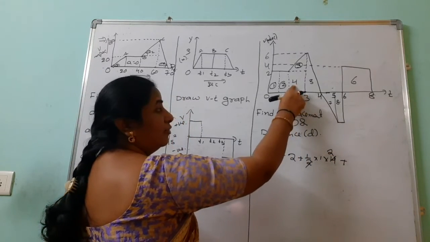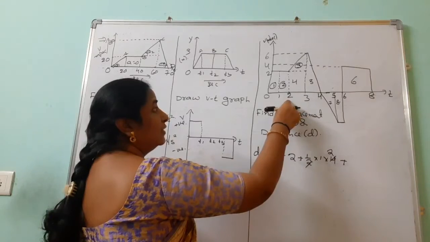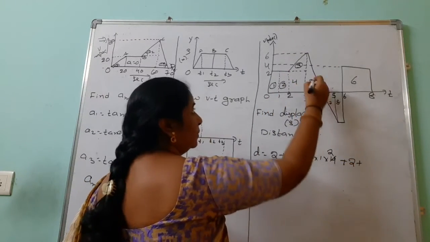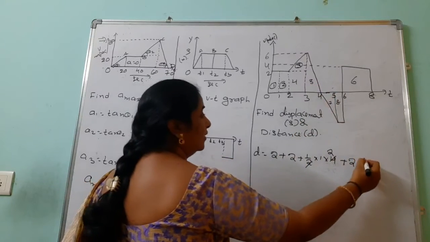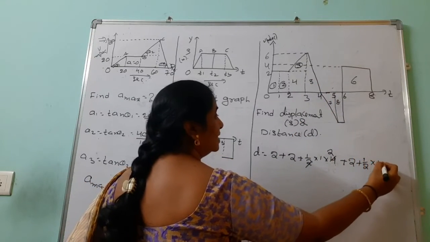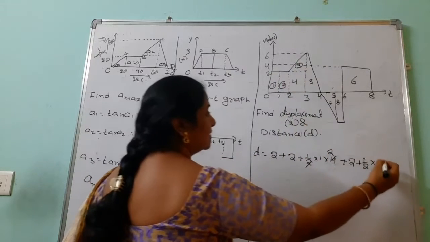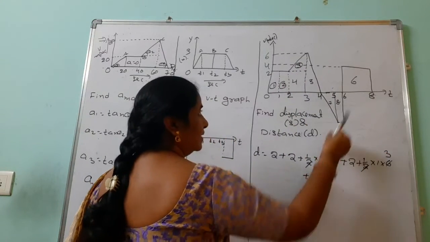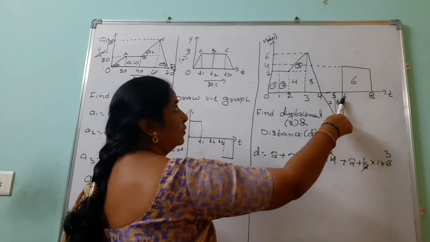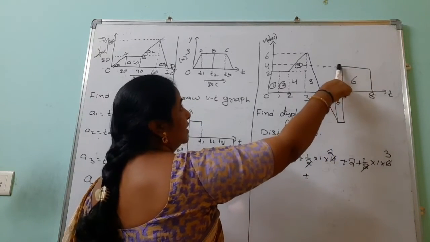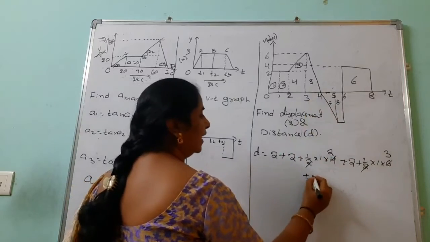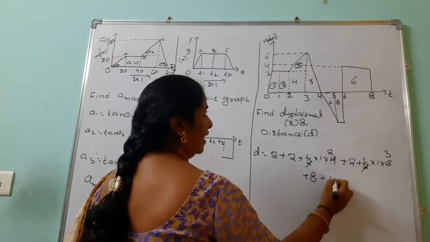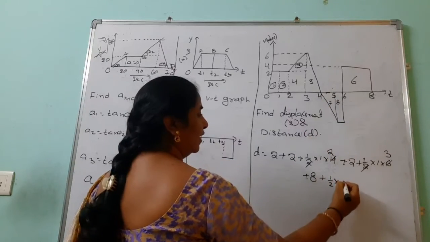Then area of fourth part. Once again rectangle. 3 minus 2, 1. 1 into 2, 2. Then fifth part. Once again you are getting a triangle, half into base is 1, then height is 6. This is 3. Plus sixth part. 8 minus 6, 2. 2 into 4, 8. Then seventh part. Once again you are getting a triangle, half into base is 1.